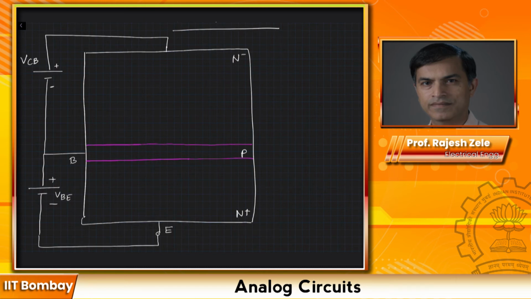Since the collector-base junction is reverse biased, what happens at the junction? I would like you to remember that if it's reverse bias, then there is a depletion region. And what does depletion by definition mean? There are no carriers. So I'm going to draw this really tiny depletion region here, exaggerated, like this. So that would be our depletion region.